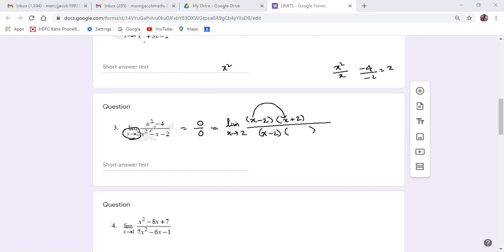Now tell me, x square divided by x, what will it give you? x. Then minus 2 divided by minus 2 gives plus 1. Now cancel the common factor and replace the limit here. So 2 plus 2 is 4 and 2 plus 1 is 3. You have to divide variable with variable and number with number.